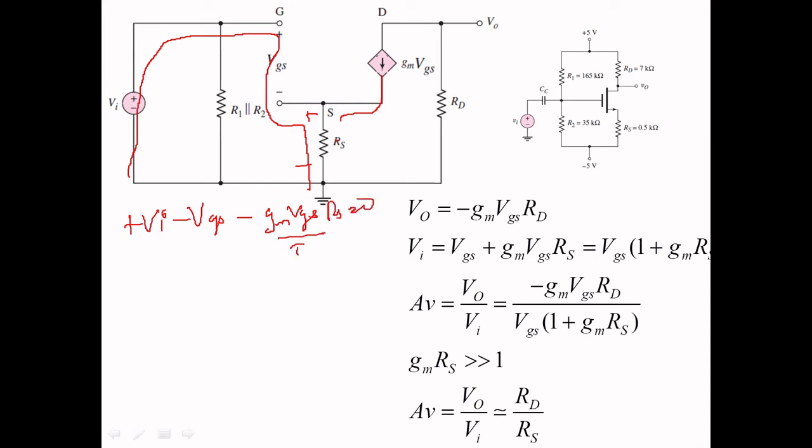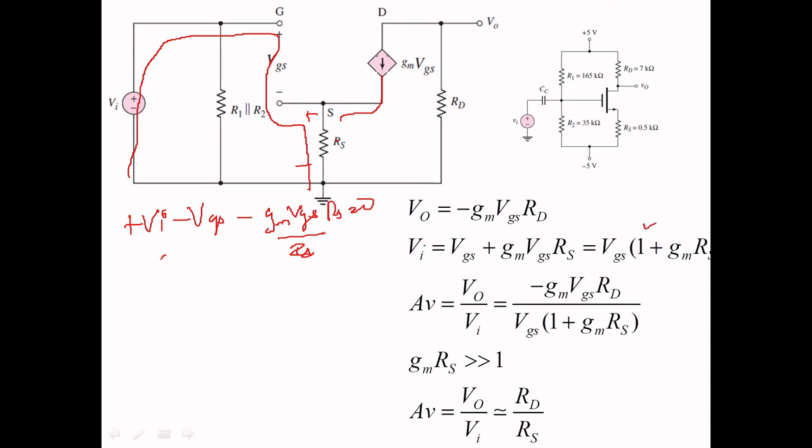So please remember this is your ID. So ID current is GM times of VGS. So take this to the right side. If you take it to the right side, you will be getting plus VGS plus GM VGS RS. So bring the VGS outside, you will be getting VGS into 1 plus GM RS.